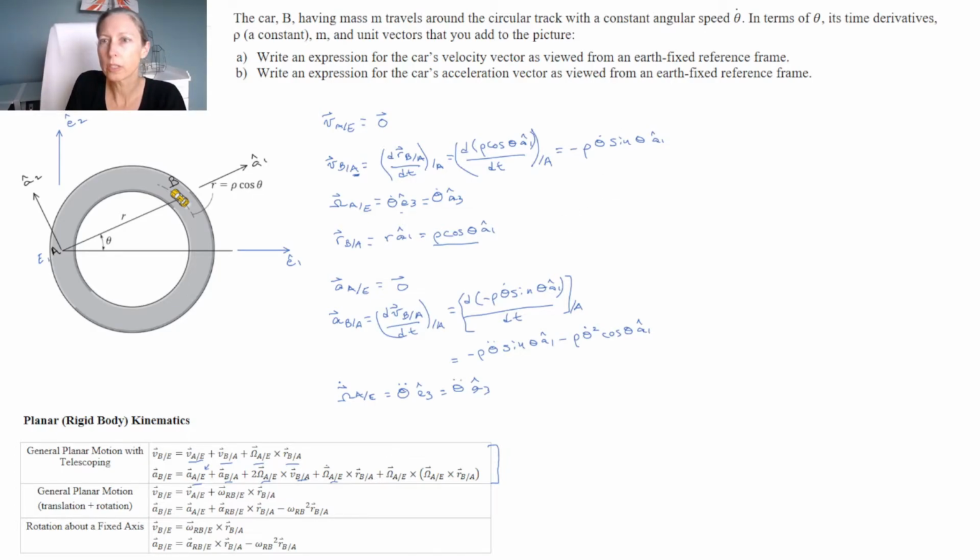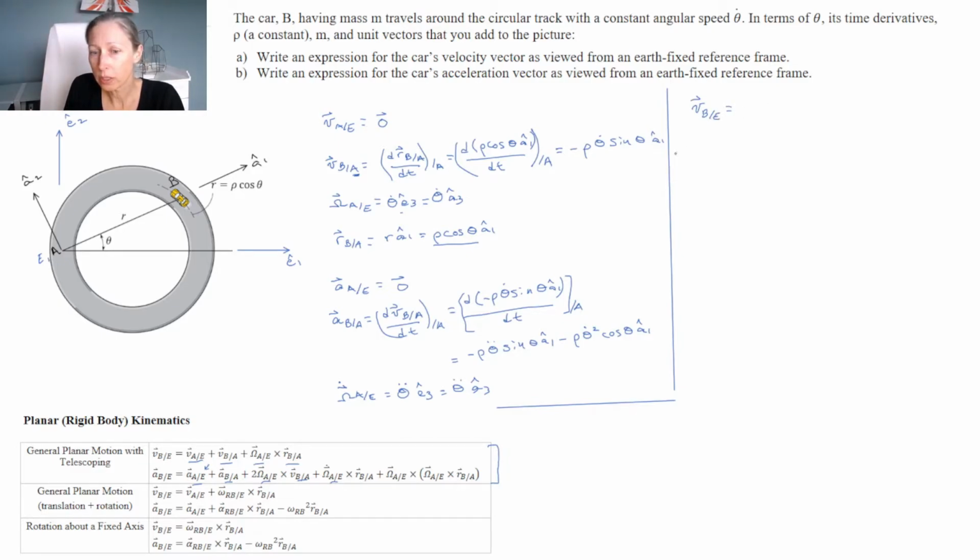I'm going to just kind of draw a line, so I keep everything separate. Let's do some space management. All right. So I'm going to come up here and I'm going to see what I can do with velocity. See if I can find the velocity of B with respect to E.